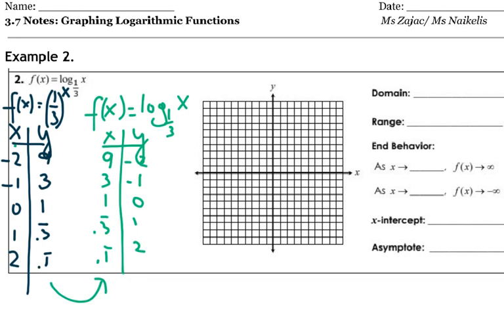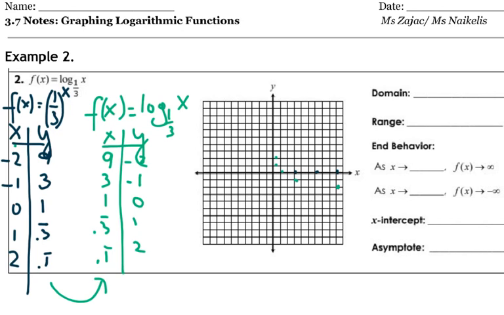x is 9 and y is negative 2, so my point is here. My point (3, -1), I'll have a point right here. (1, 0). Then I have (0.3, 1). I'm getting closer to the y-axis, and with 0.1 I'm at 2. As you see, this curve is getting closer to the y-axis.